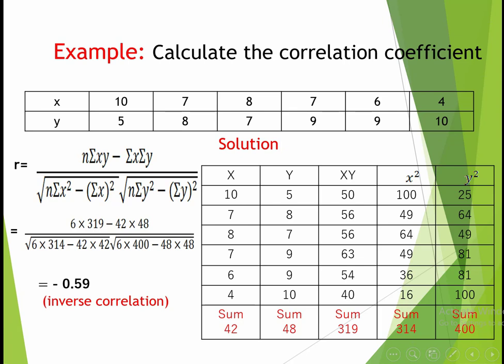Using your calculator you will get the value negative 0.59. Since the value of r is negative, it means we have an inverse correlation. Since we have negative 0.59, the absolute is going to be 0.59. Is it weak or strong? Yes, it's strong. Strong inverse correlation because it's greater than 0.4.